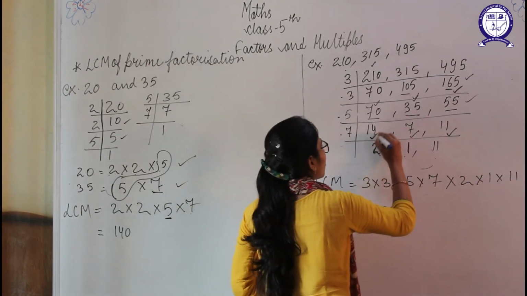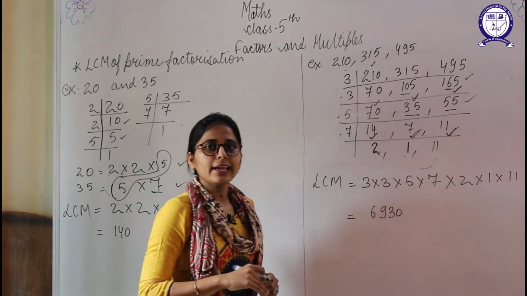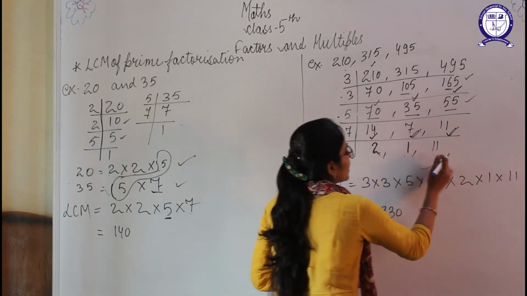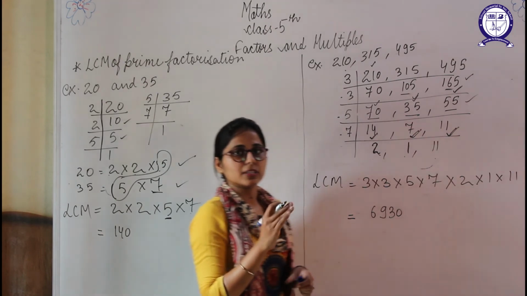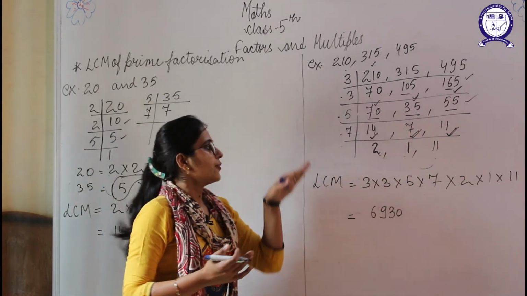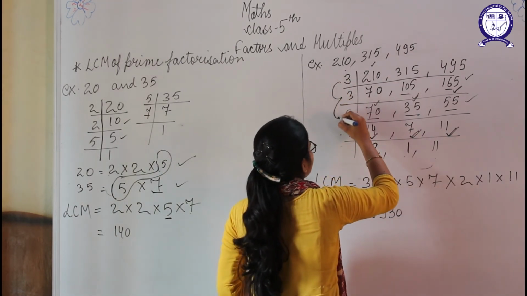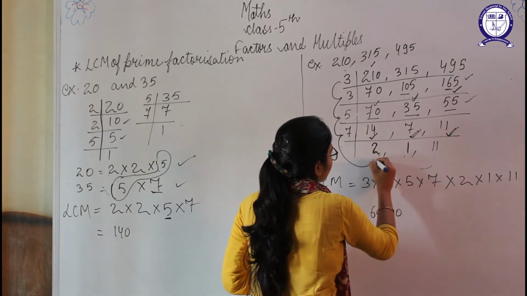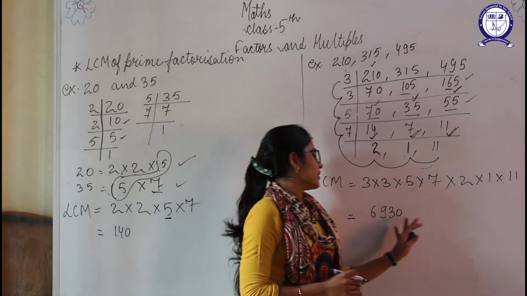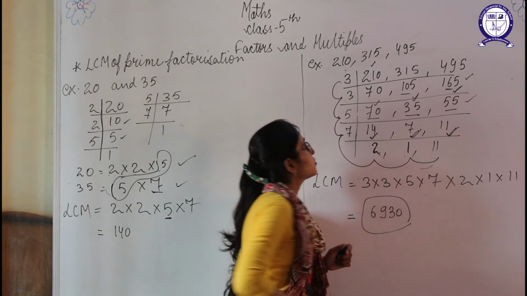Now we got 14, 7 and 11. These 7 and 14 are divisible by 7, so we will divide by 7. Here we are left with 2, 1 and 11. All of these three are prime numbers or 1. So you can also divide again by 2 and 11, or you can also leave it here only. So the LCM will be 3 multiply 3 multiply 5 multiply 7 multiply 2 multiply 1 multiply 11, which will give us 6930. So this is the LCM of all these three numbers.